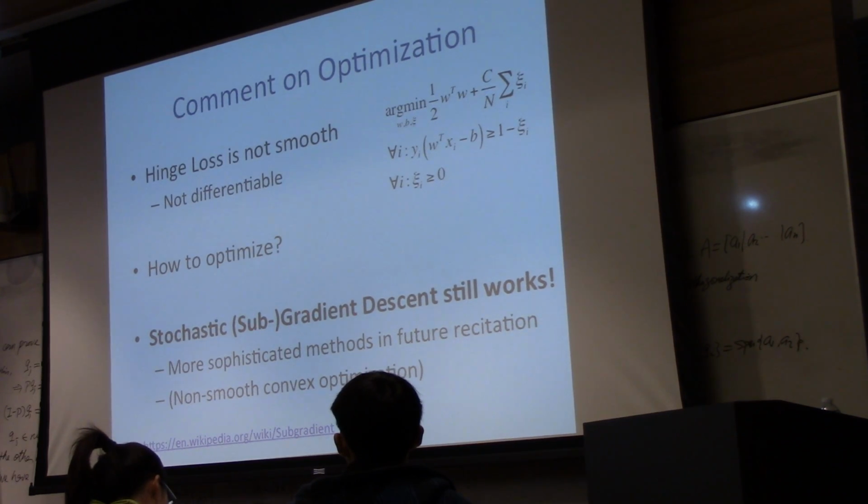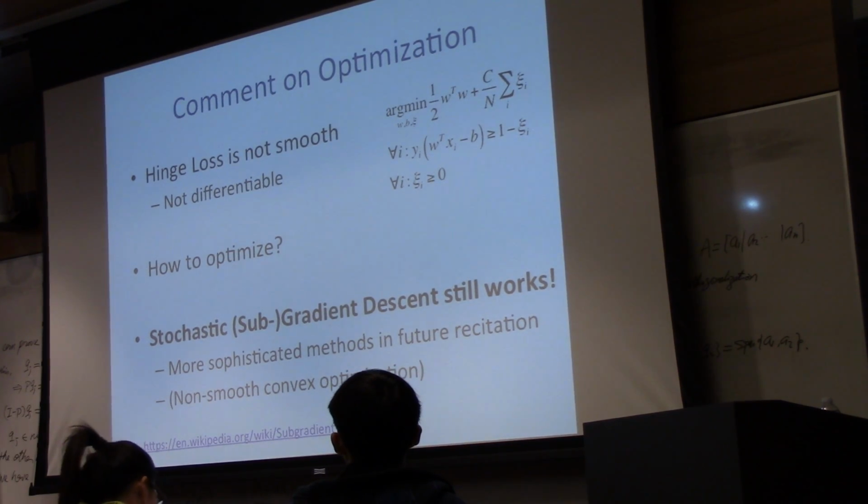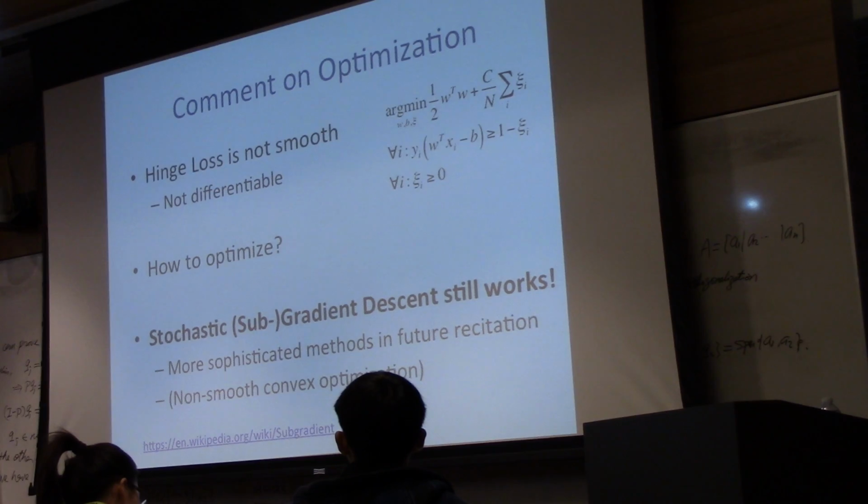Instead of doing gradient descent, there's a generalization of gradient descent called subgradient descent. And as long as you use subgradient descent, the whole thing works just fine. There are more sophisticated methods, and we'll talk about that in a future recitation, that can train this in a more stable, faster-converging way. That's more generally applicable to non-smooth, convex optimization. It's called iterative thresholding. We'll talk about that in a future recitation.